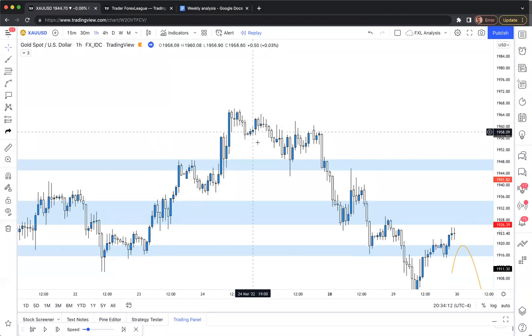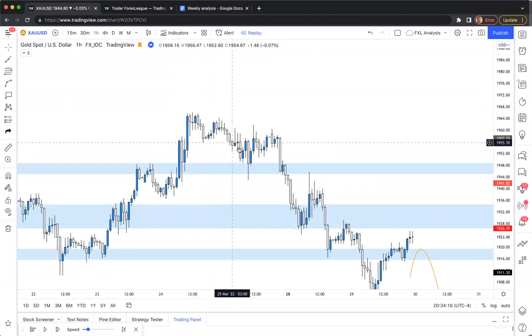And then we were waiting for a pullback. This is the point where we're waiting for that higher low. We saw price action was pulling back. Good. We're seeing some rejection. This is a good sign.